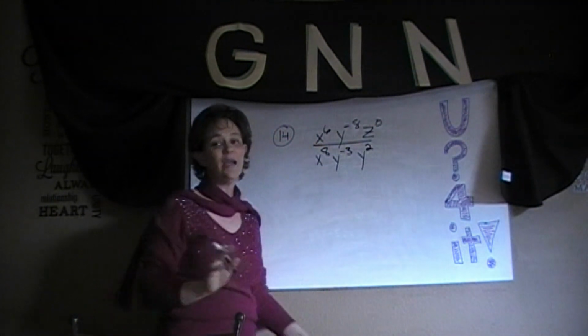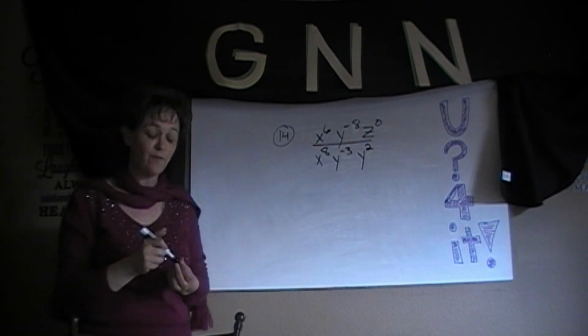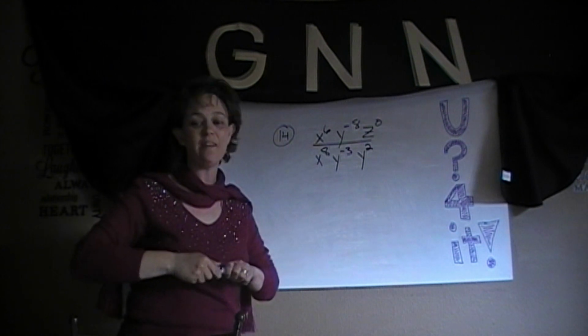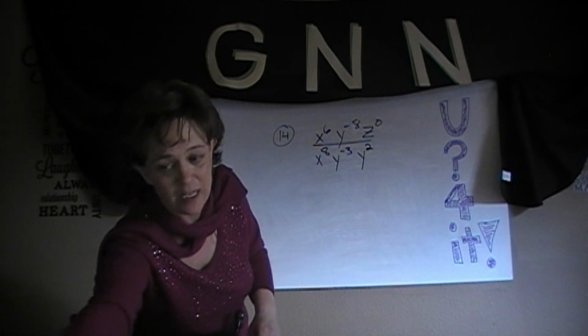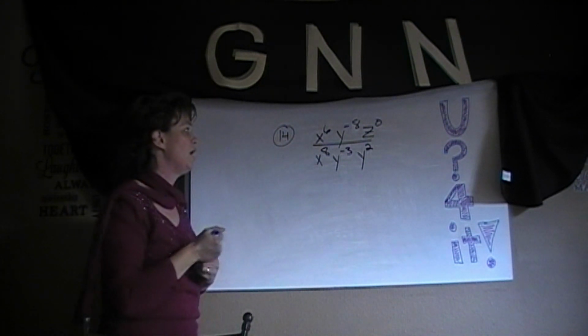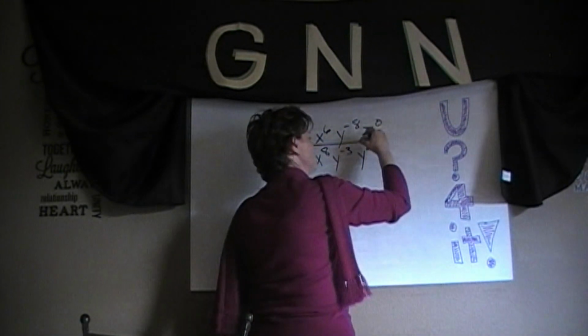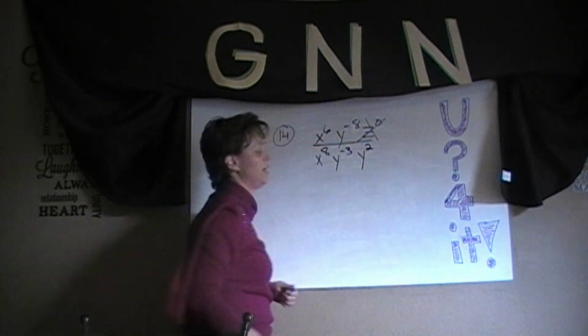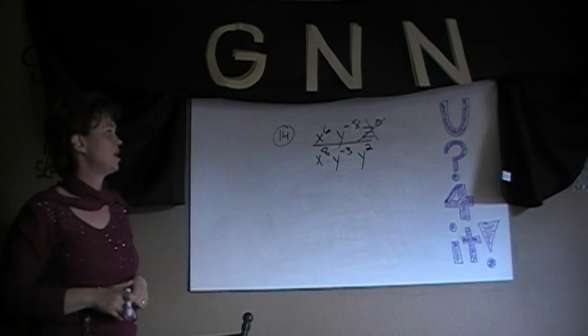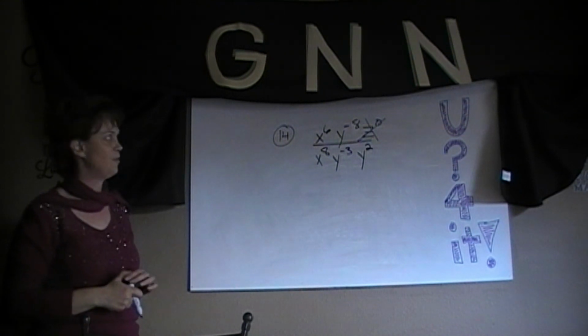All right, when I work on this problem, the first thing I like to take care of is anything to the 0 power, because anything to the 0 power is 1. So z to the 0 is 1, therefore z is not even there, because it's 1 times the top, and that would just give us the top without that being there.